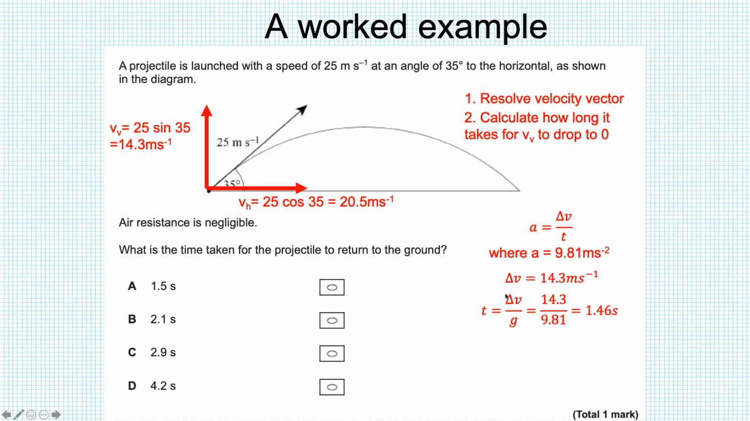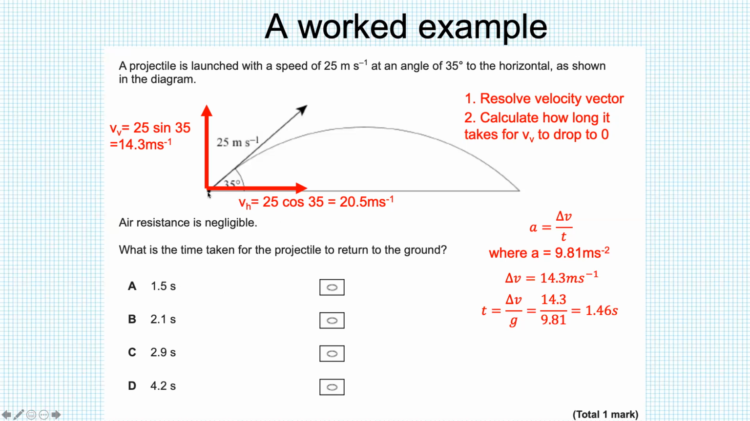So when we feed that into this equation, we rearrange it to this. So time is change in velocity divided by the acceleration due to gravity. We get 14.3 divided by 9.81, which gives us 1.46 seconds. And there's the answer, 1.5 seconds. Actually, no, that's not the answer. This is the decoy answer, if you like.